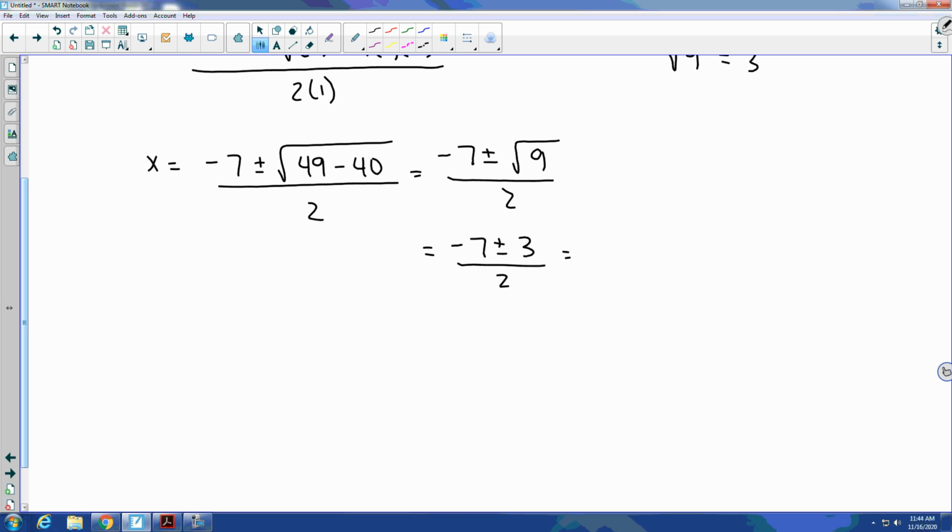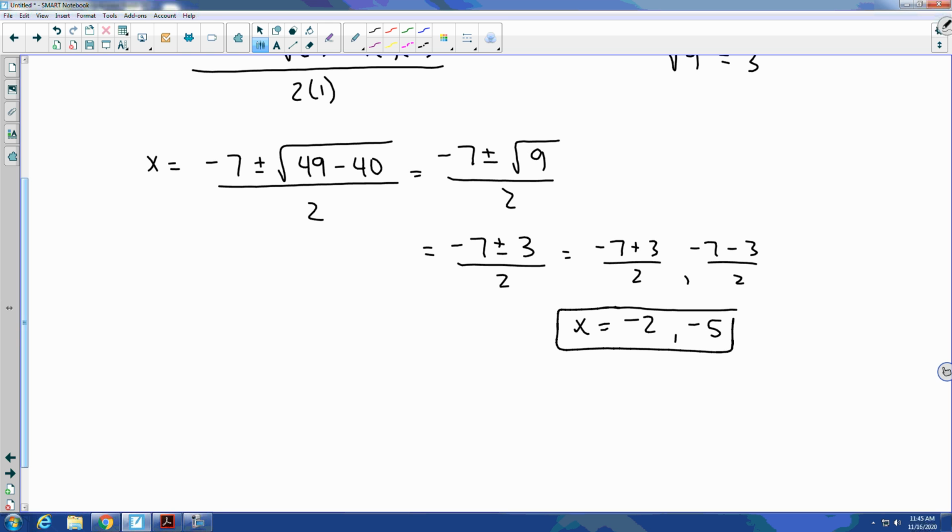We just have to know how to interpret that plus minus. That plus minus means we have plus 3, and we have minus 3. And we simplify both of these. Negative 7 plus 3 divided by 2 will get us negative 2 and negative 5. And here are the two solutions to the quadratic equation using the quadratic formula.